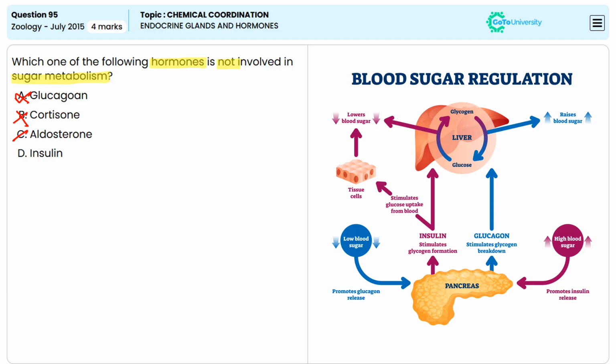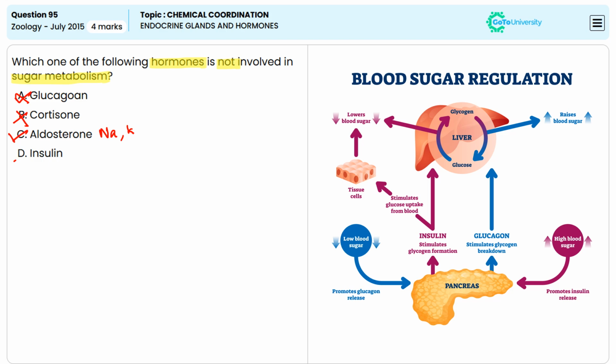Option C, aldosterone. Aldosterone is primarily involved in regulating the balance of sodium and potassium ions in kidneys, and it is crucial for maintaining the blood pressure and fluid balance. And it does not directly influence sugar metabolism. So that means option C, aldosterone, is the correct answer.